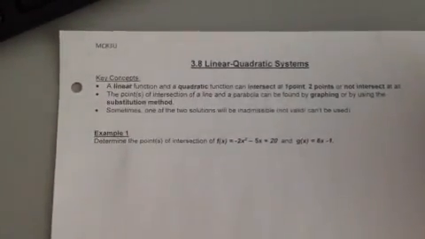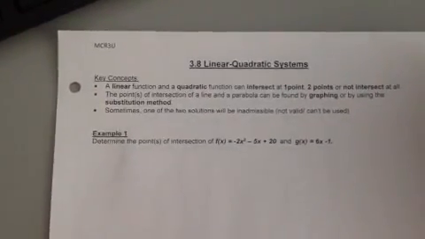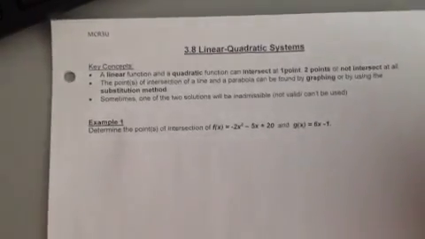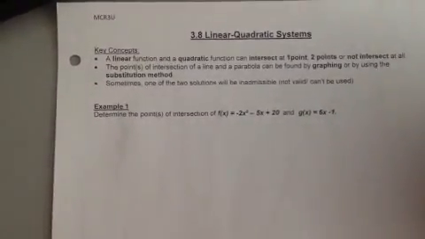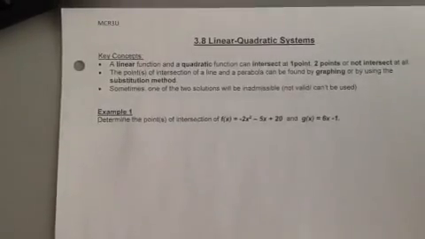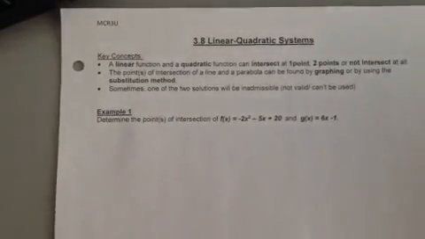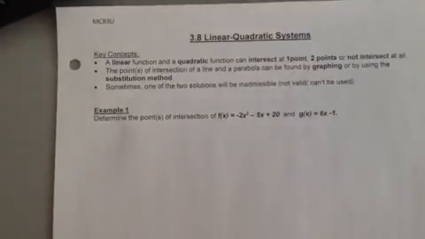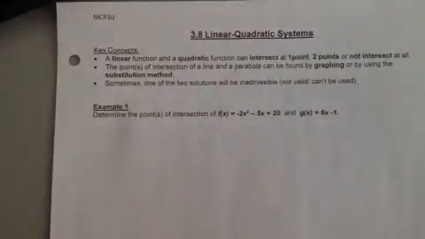Okay, so let's look at 3.8 linear quadratic systems. Last year you learned linear systems, and linear systems was solving two lines, and what that meant was solving where a line intersects with another line. So when you're finding the solution of a linear system, you're finding the point of intersection.